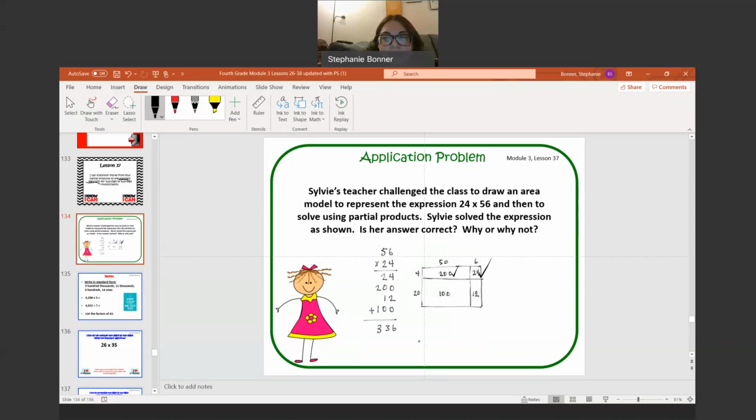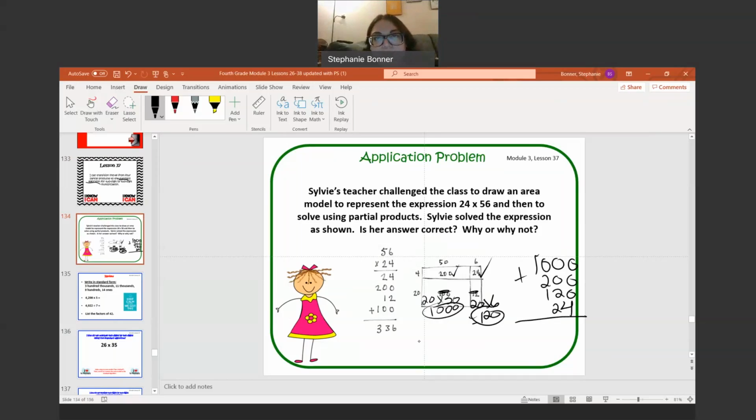Correct. Okay, now we have 20 times 50. 2 times 5 is 10, and then you have 2 zeros to bring over, so it looks like she did not get that correct. So let's correct that for her. And as for the final one, it would be 20 times 6, and that would actually be 120. So it looks like she got 2 of these wrong, which means her answer is going to be wrong. So let's come off to the side and find the correct answer for Sylvie. So I'm going to take 1,000 plus 200 plus 120 plus 24, and we should get our correct answer.